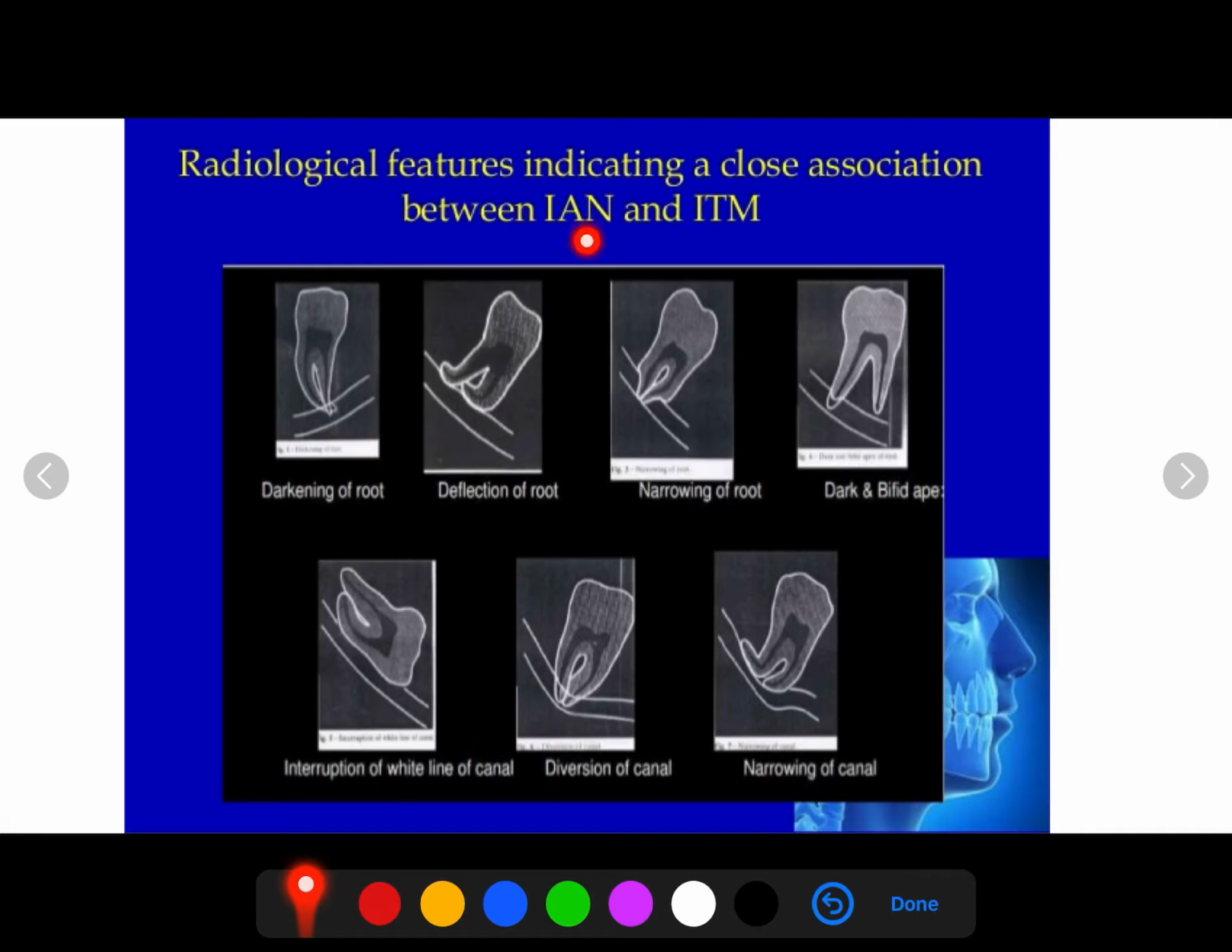Here is also an example of difficult cases that can be shown in the radiographic features, such as the relationship of the inferior alveolar nerve and the impacted third molar, and the different kinds of difficulties it can have, like darkening of the root, deflection of the root, narrowing of it, diversion of the canal, interruption of the white line in the canal, and narrowing of the canal.